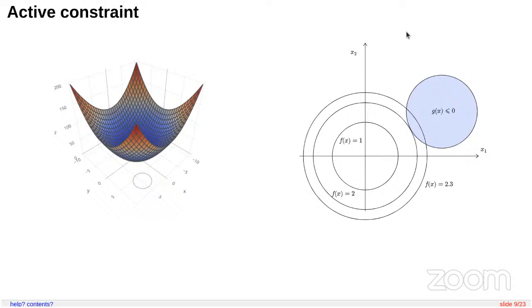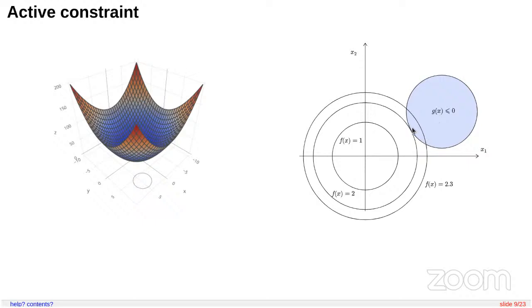No, it has to be tangent. Why should it be tangent? Because you can always find a point which has a lower loss value. If it intersects, then you can always find another point where the loss value will be less. Okay, so see, we are trying to minimize f.